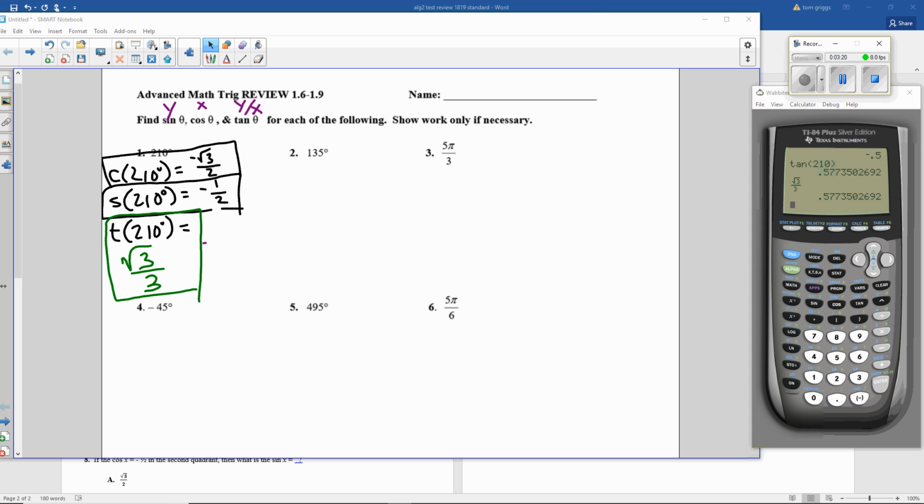I'd encourage you to try number 2. I'm not going to go through each step. I'm going to show you the answer here in about 5 seconds. So pause the video if you need to.